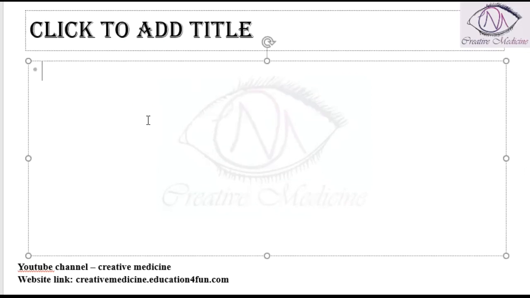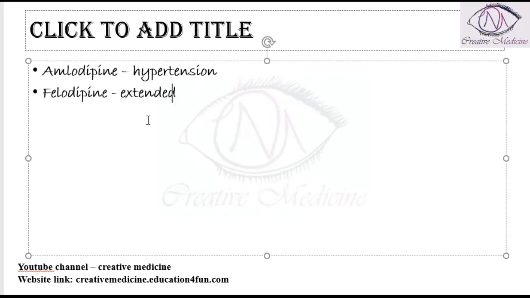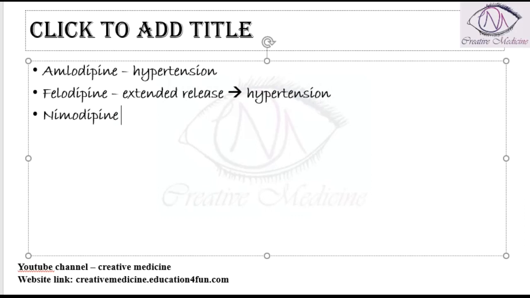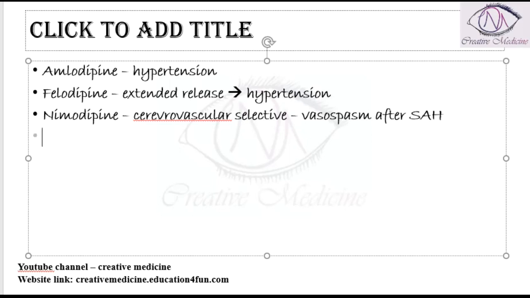Now, individual drugs and their uses. Amlodipine can be used in hypertension. Felodipine is available as an extended release preparation, which is also used in hypertension. Then we have nimodipine. Nimodipine is cerebrovascular selective, and thus it can be used in vasospasm. After subarachnoid hemorrhage we use nimodipine.